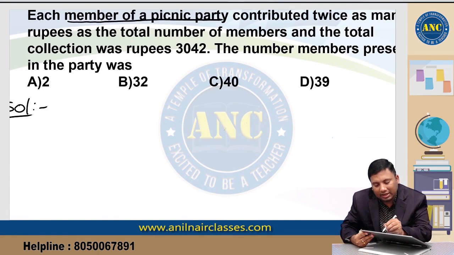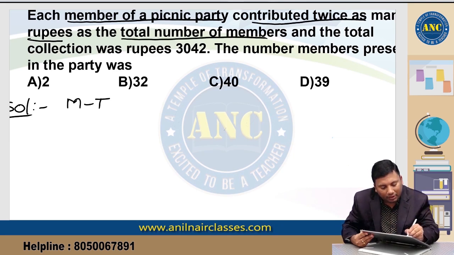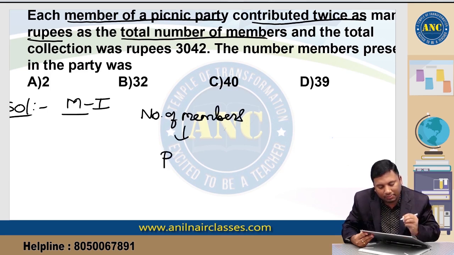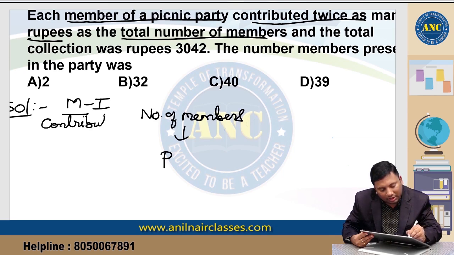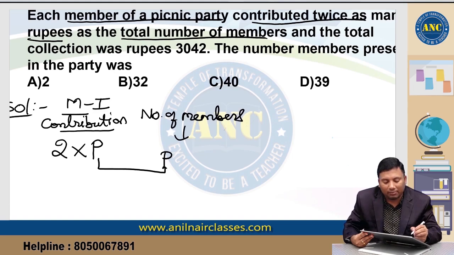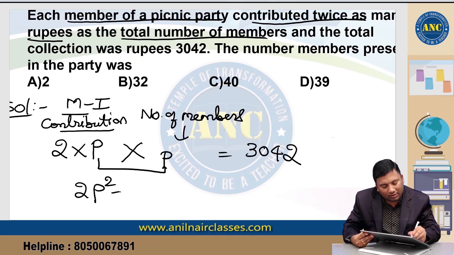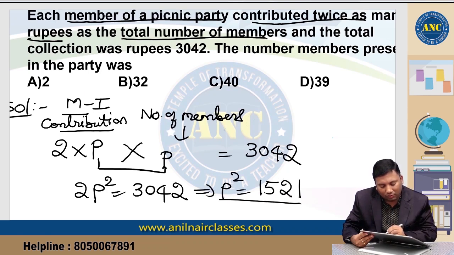Each member of a picnic party contributed twice as many rupees as the total number of members. Method 1. There are total number of members, let me call it P. Each member contributed twice as many rupees as the total number of members. So the contribution is twice the total number of members. So the total contribution is 3042. So this is 2p square equivalent to 3042. This is p square equivalent to 1521.